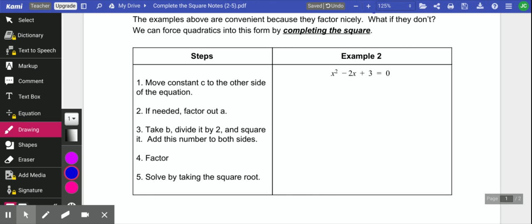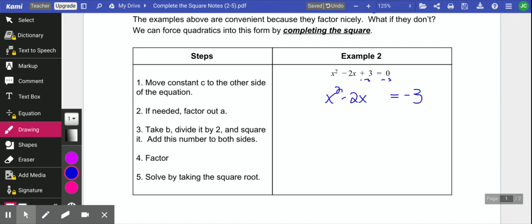The first thing we want to do is move constant c to the other side of the equation. So the constant is the plus 3. So I'm going to subtract 3 from both sides. Just scoot it over there. So that gives us x squared minus 2x equals negative 3.